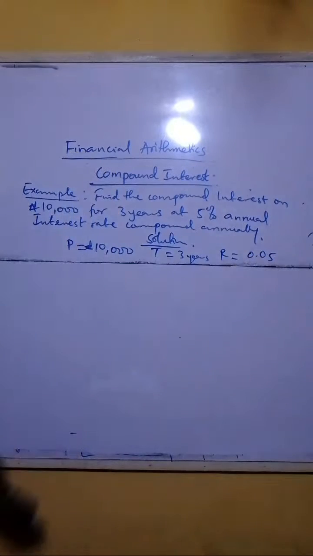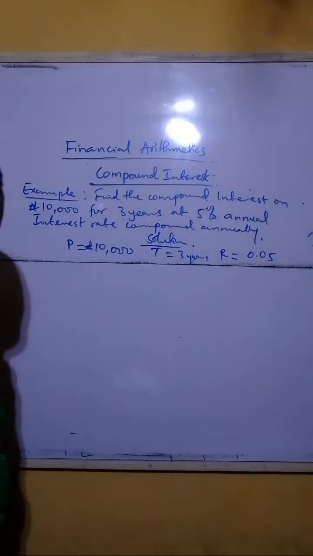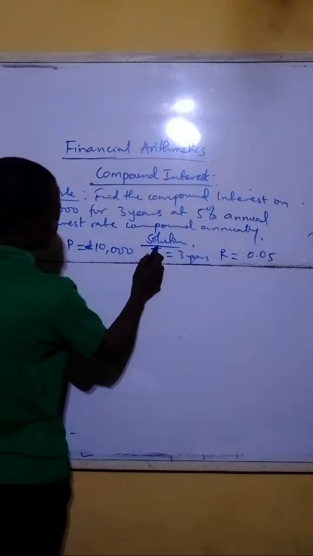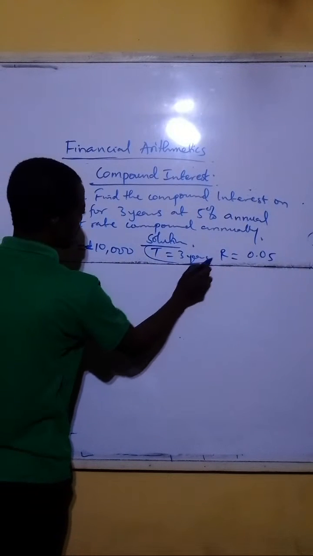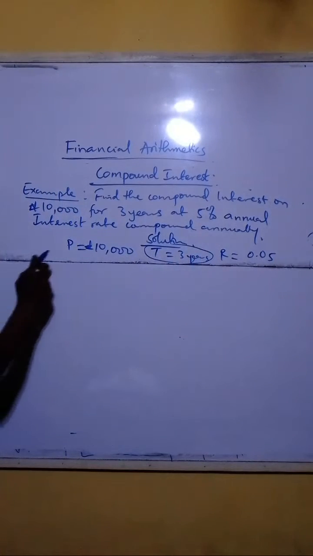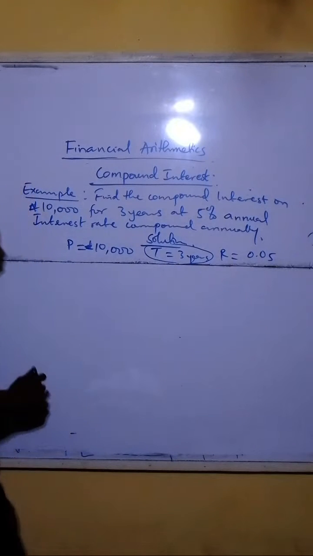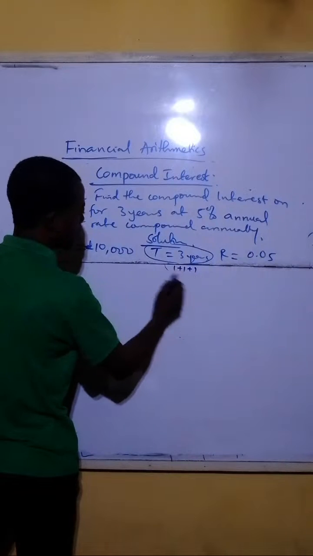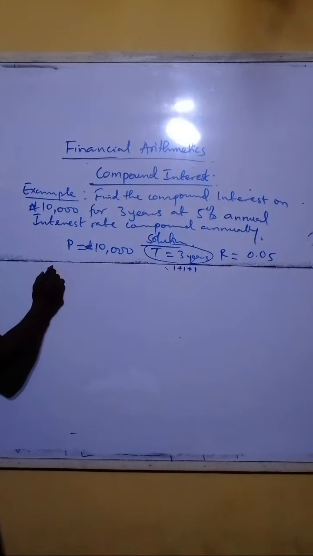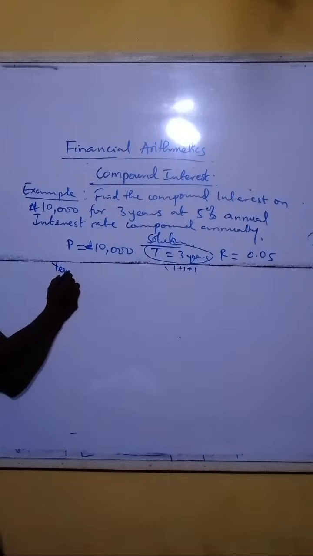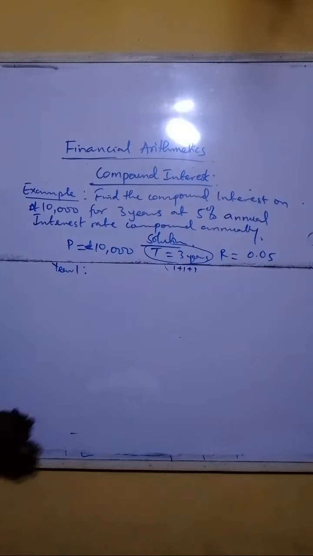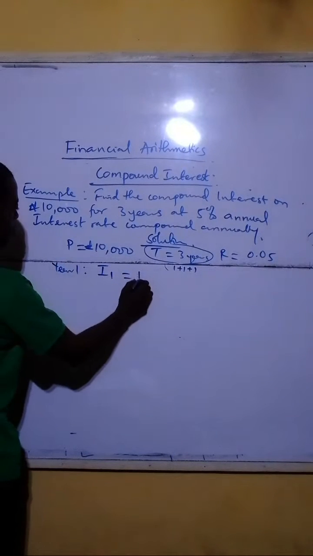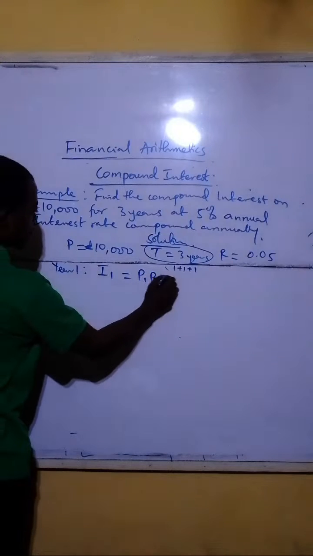Now, from here, we take these 3 years. We will not take it at once like in the simple interest. We break it down into 3, so that it's going to be in the form of 1 plus 1 plus 1. Then we have 3. So for year one, we are going to have interest 1, that is I1, will now be P1RT.